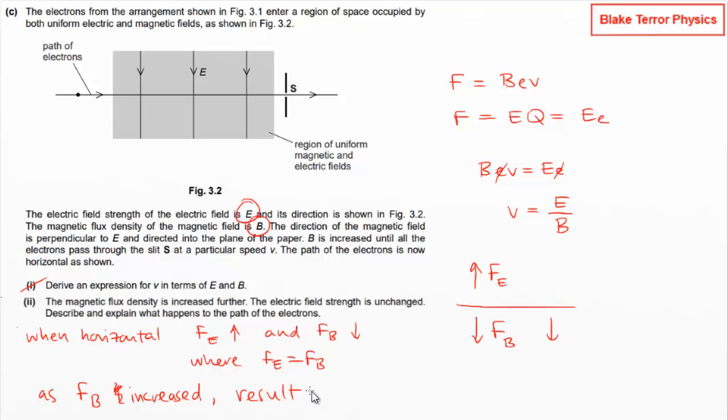Resultant force is downwards. Therefore, the electron will move downwards, moves down. So yeah, but you can see how that balance is coming about here when you're getting this velocity selector going on, that we've got these two opposing forces.